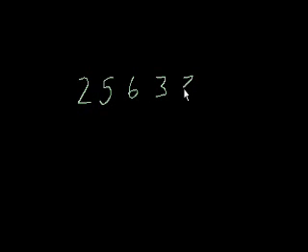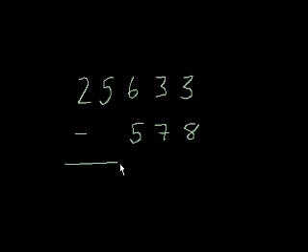If I had 25,633 minus 578. So same drill. We start at the top right, and we make sure that the digits on top are larger than the digit below it. Immediately we see 3 is smaller than 8, so we have to borrow. So this 3 will become 13.